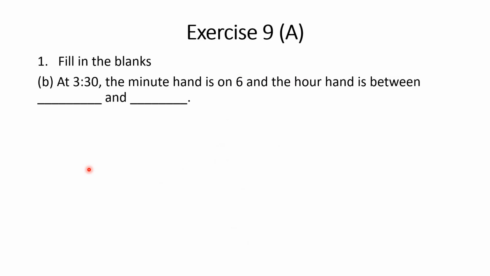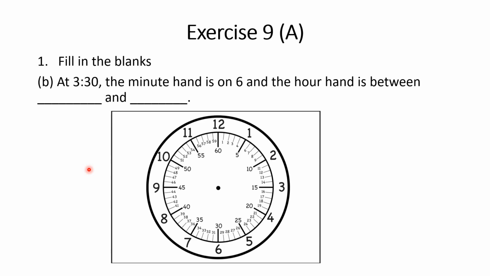At 3:30, the minute hand is on 6 and the hour hand is between dash and dash. So at 3:30, the minute hand is at 6. We have understood that 3:30 is also known as half past 3 when it is at 6. So when the minute hand is at 6 and it is 3:30, always remember the hour hand is going to be between 3 and 4.